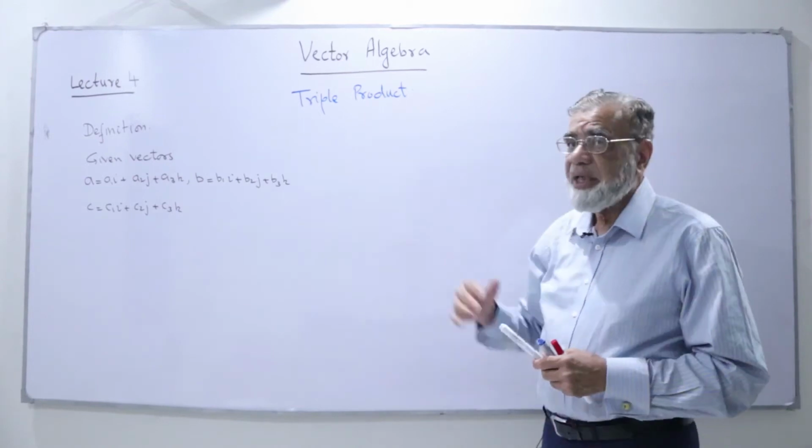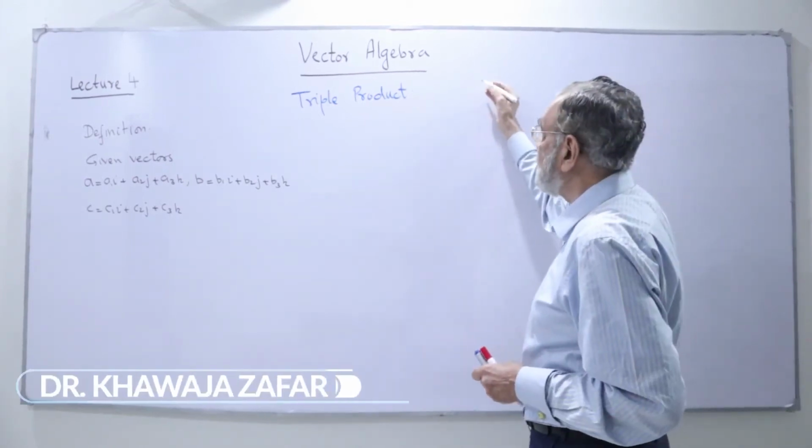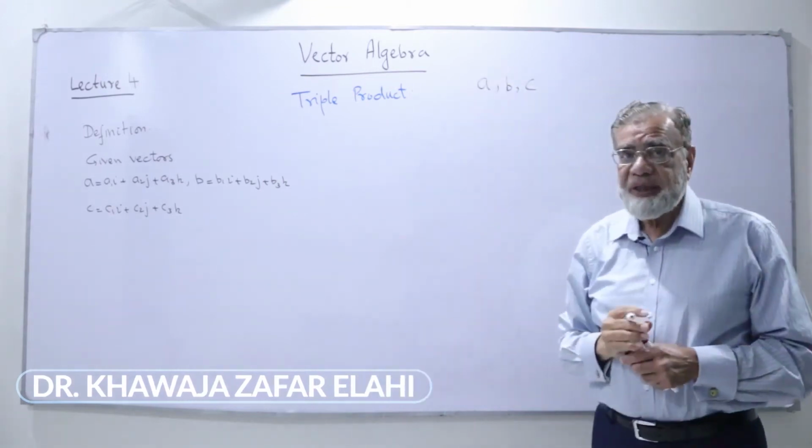Now we are going to discuss the triple product. This means we are given three vectors A, B, and C. There are vectors given to me, vector A, vector B, and vector C. I want to find the triple product.